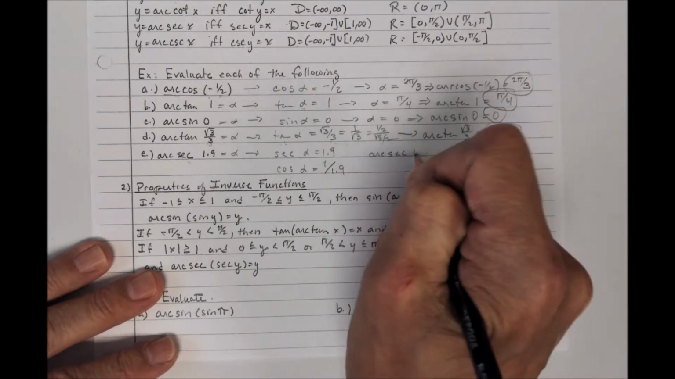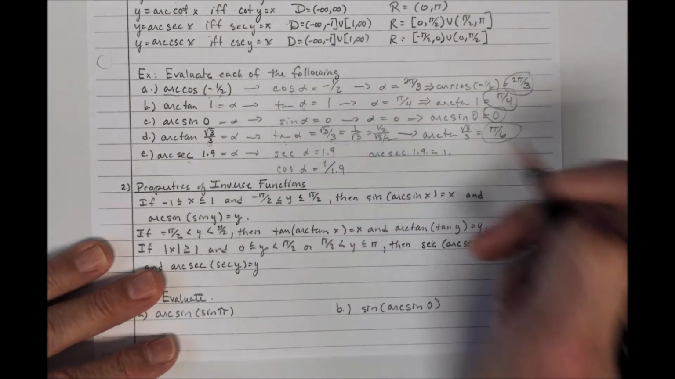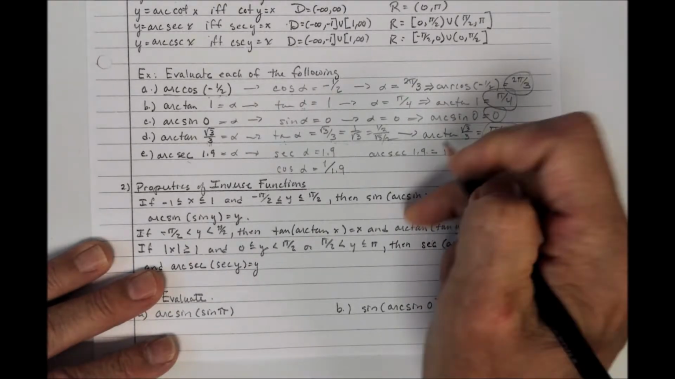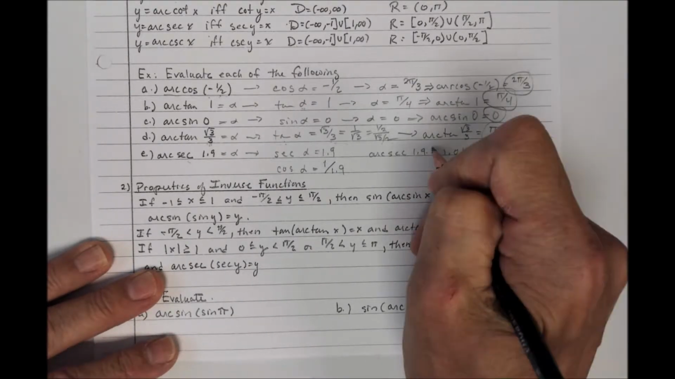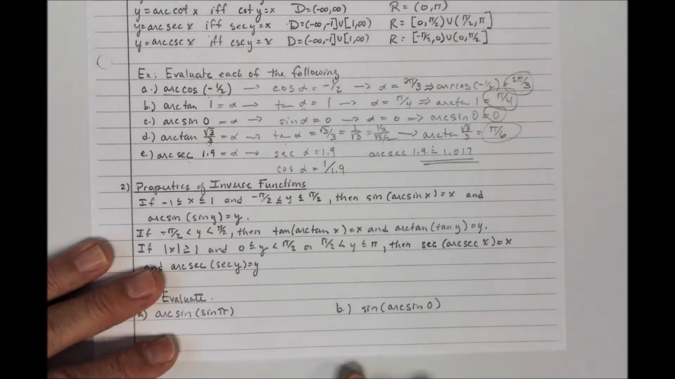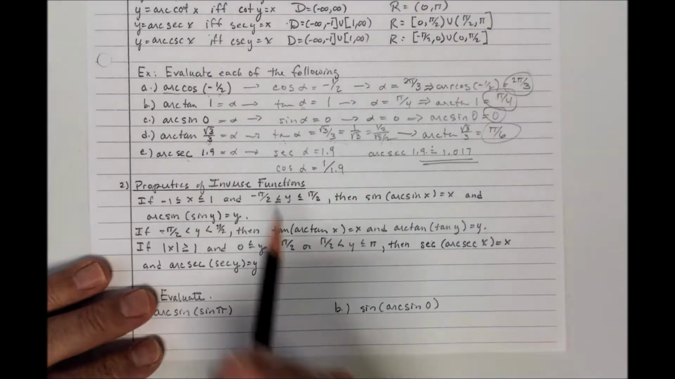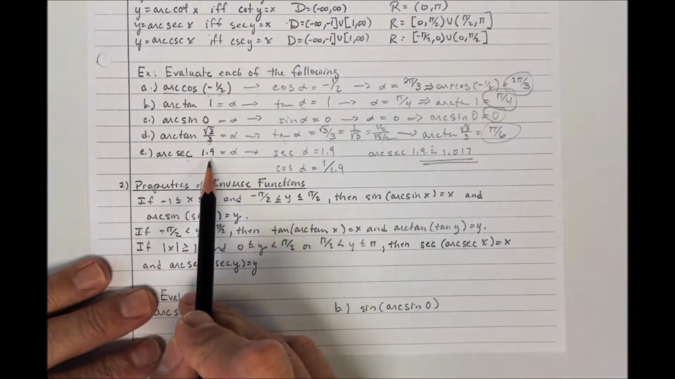Arcsecant of 1.9 is 1.017 approximately there. All right. So you may have to depend on a calculator because you may get a value where it doesn't come out to be a multiple of 30 or a multiple of 45.